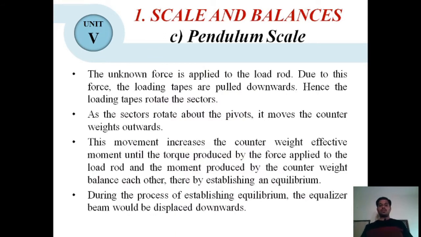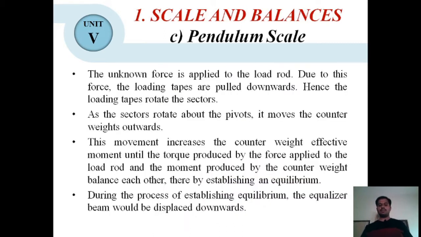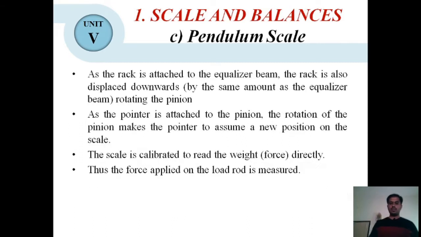So during this process of establishing equilibrium, the equalizer beam would be displaced downwards. Why? When we apply the force here, automatically the pinion and the rack will try to move upwards and the equalizer beam will try to move downwards. The equalizer beam would be displaced downwards.